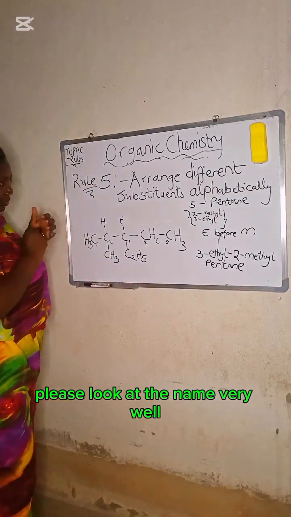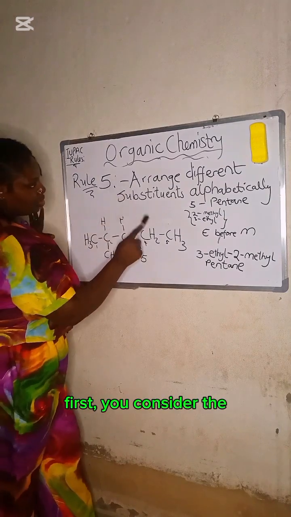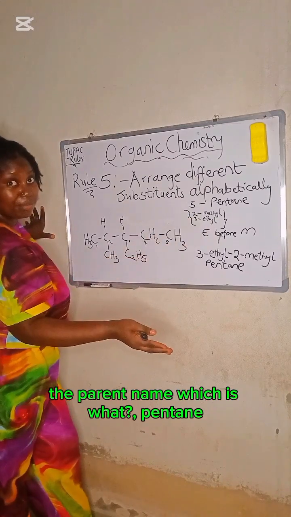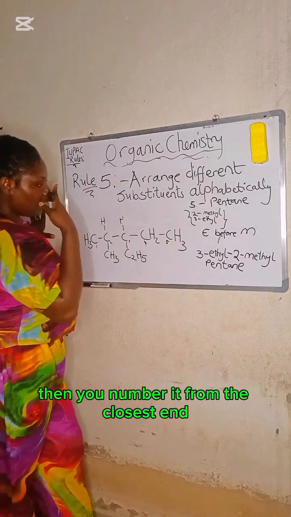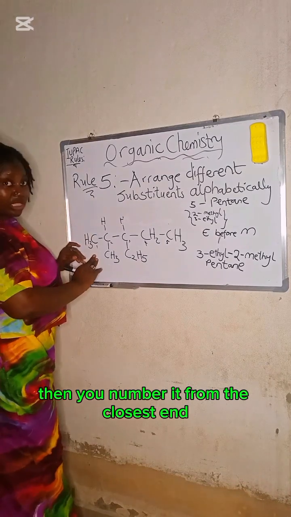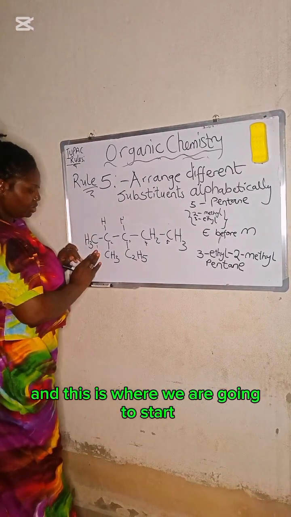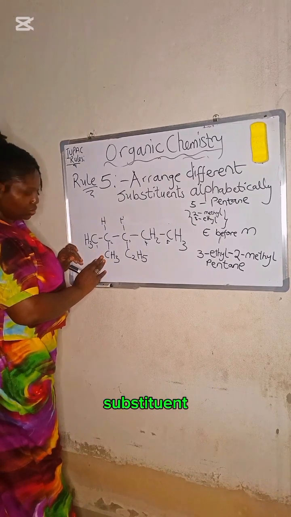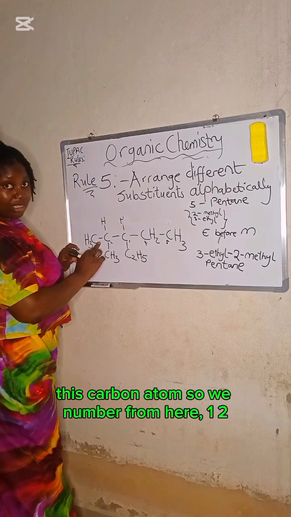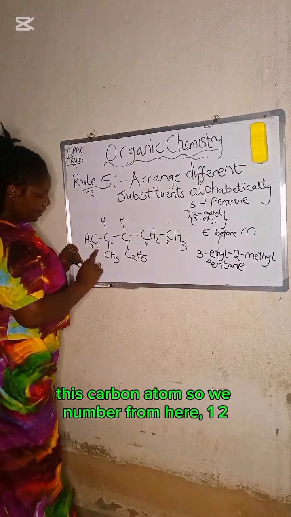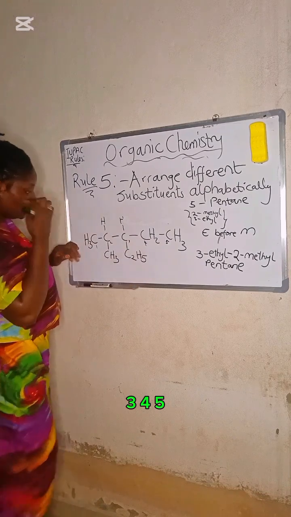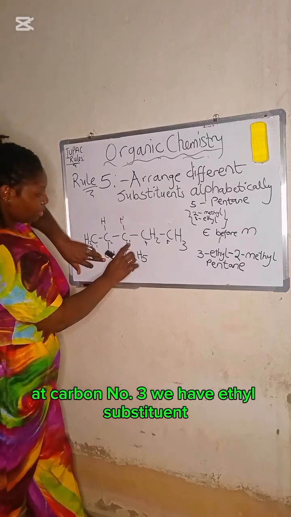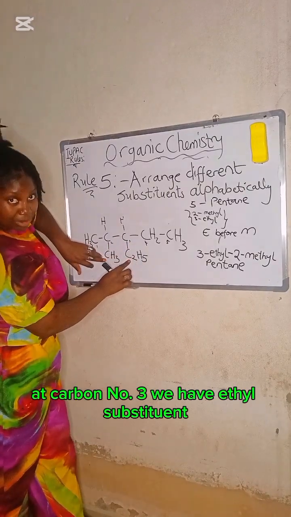Please look at the naming very well. First, you consider the longest carbon chain. That will take you to the parent name, which is pentane. Then you number it from the closest end, and this is where we are going to start numbering because this carbon atom is closer to the methyl substituent. So we number from here 1, 2, 3, 4, 5. At carbon number 2 we have a methyl substituent. At carbon number 3 we have an ethyl substituent.